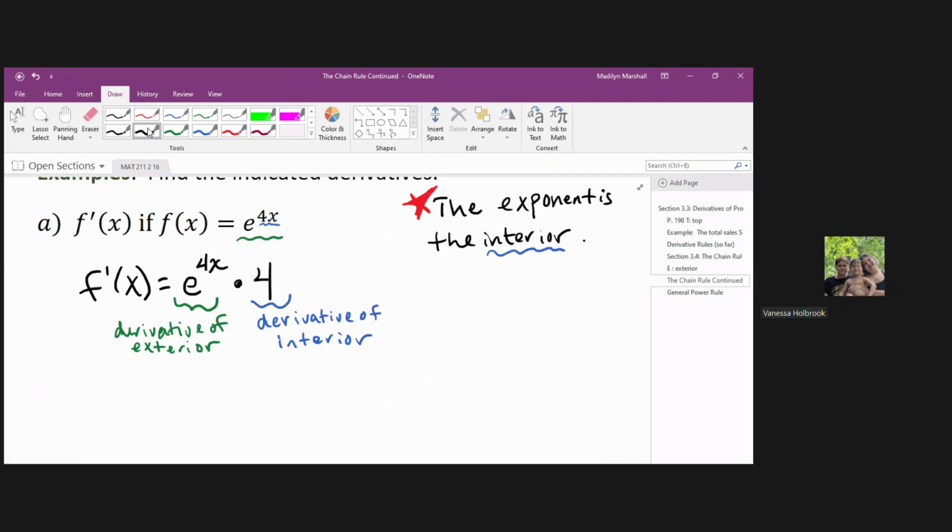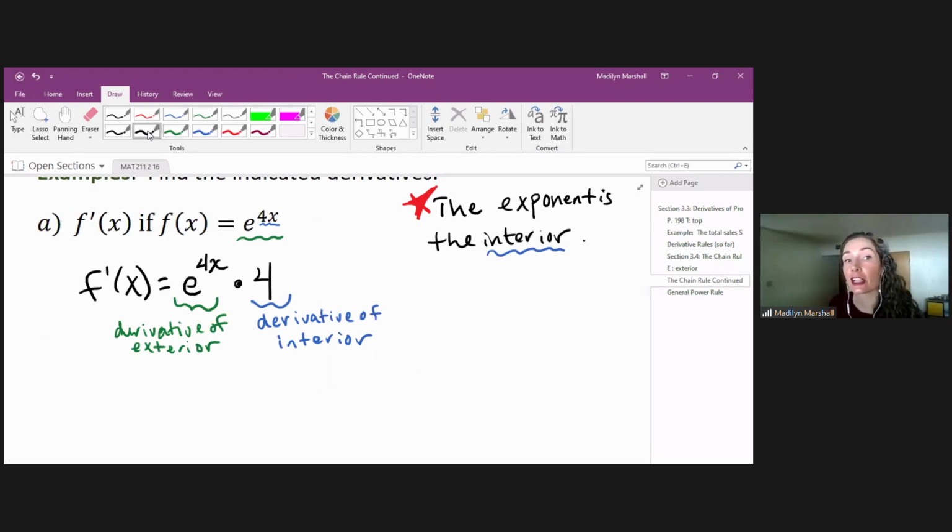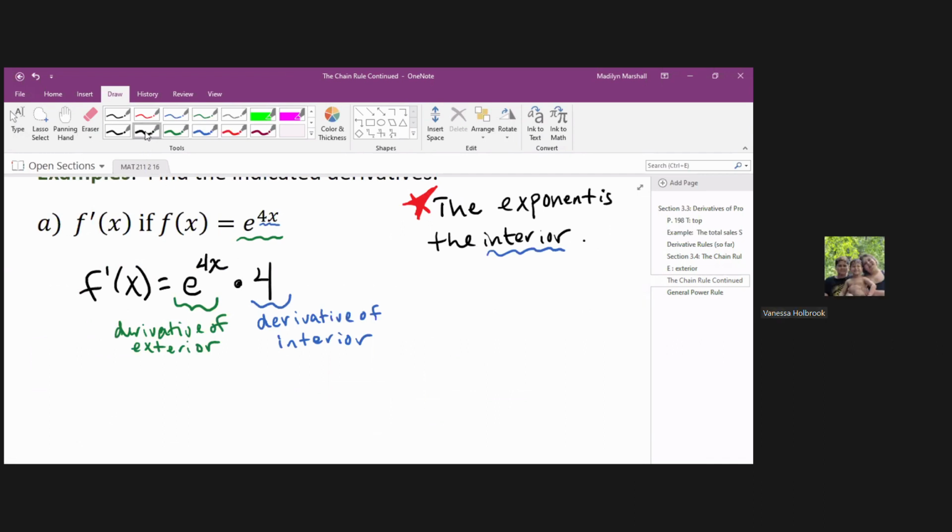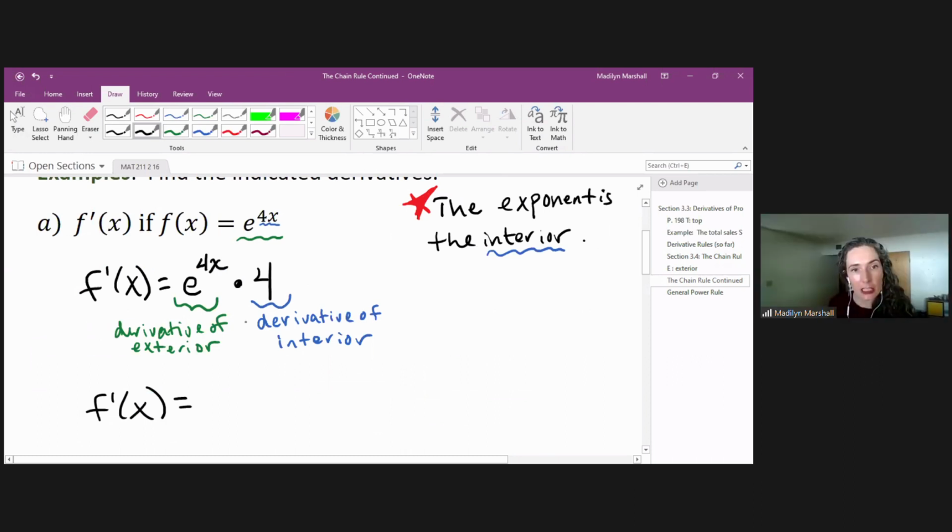Okay, so why is x not part of that then? So the interior itself is 4x. 4 is the derivative of the interior. Ah, gotcha. Okay. And just because it's kind of weird to have a 4 multiplied to the end, it is more simple to bring the 4 out front.